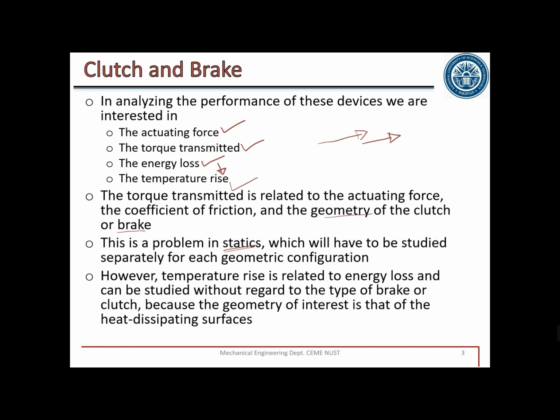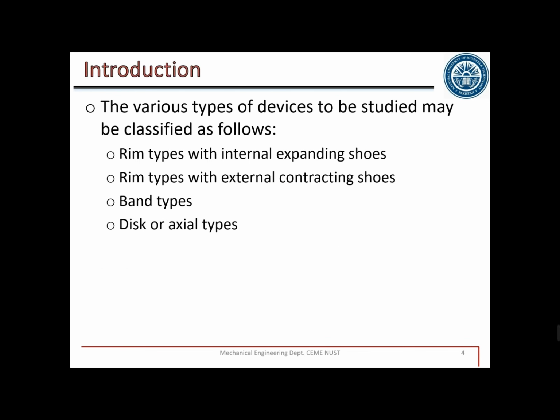However, the temperature rise is related to energy, so any loss in energy will cause a change in temperature, and that change will be positive, meaning the temperature will increase. In the book, they have given a lot of types, either 6 or 7, but I have chosen only 4 types. It depends on how much time we've got, and how many types of clutches or brakes we will study.